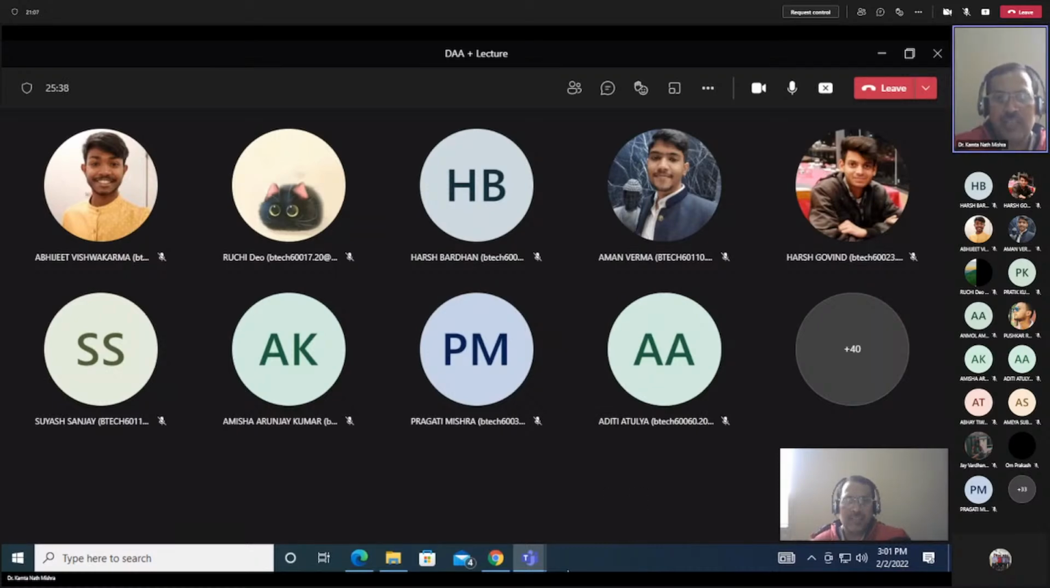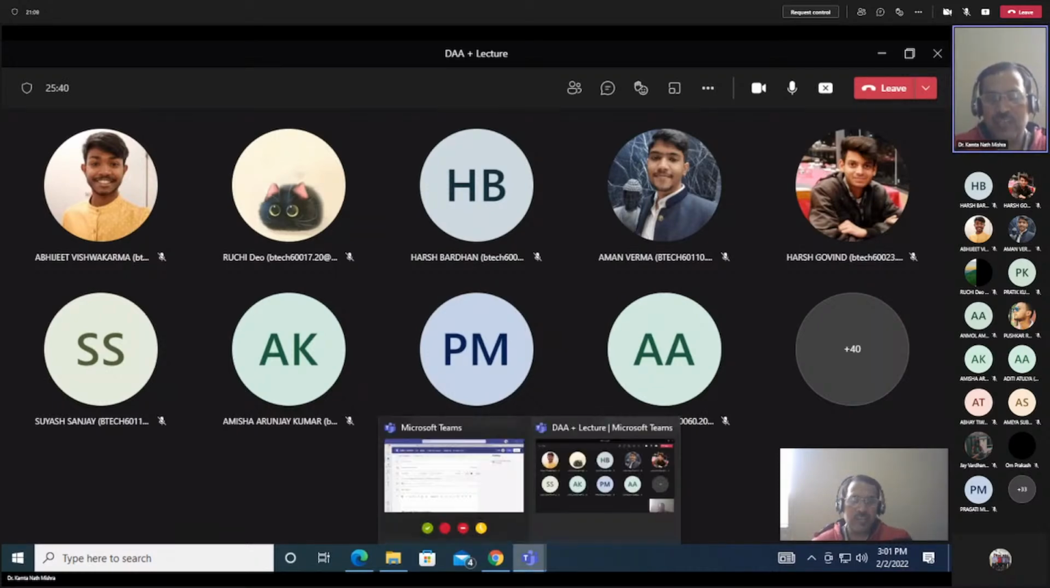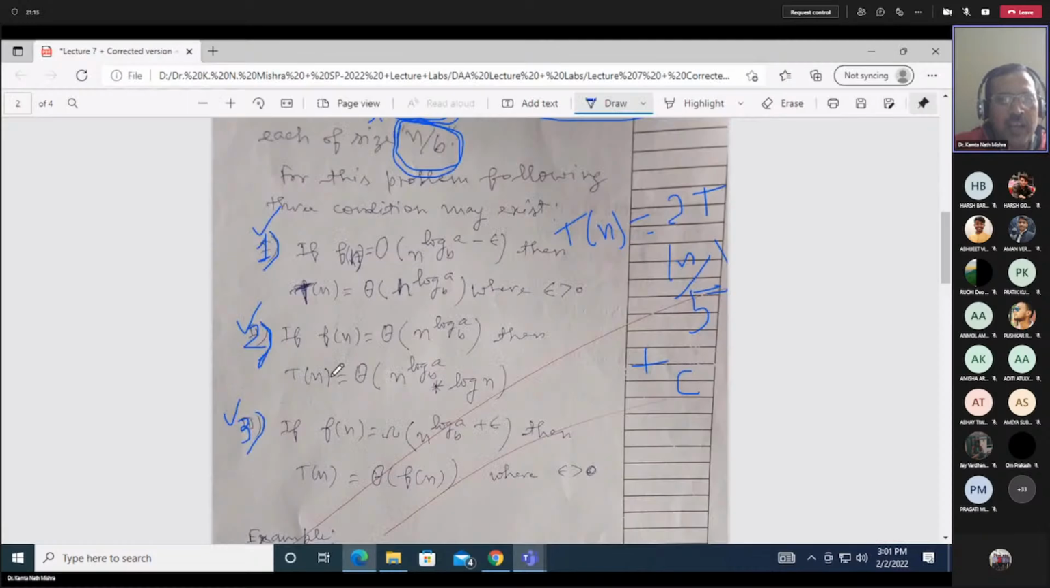Aditi, Atulya, these three conditions, are you able to understand a little? Is anything making sense? Now again we will see these equations.